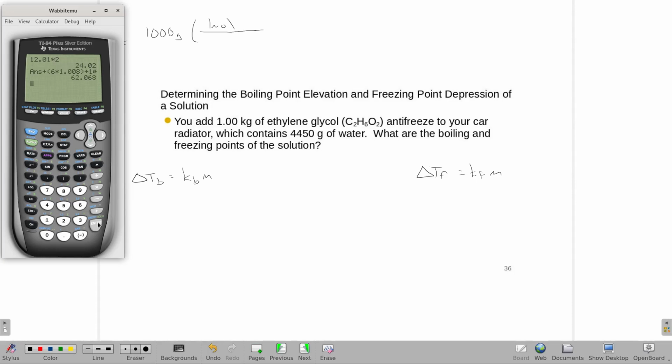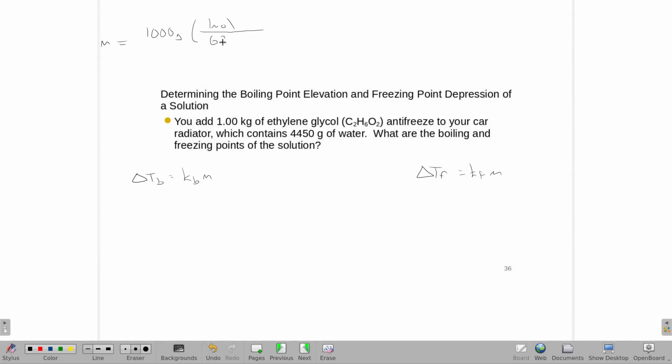Gives me 62.07. Since it's molality, on the bottom will be kilograms of solvent, in this case the water: 4.450 kilograms. I guess there's not a zero there, is there? Because without that decimal, that zero is not significant.